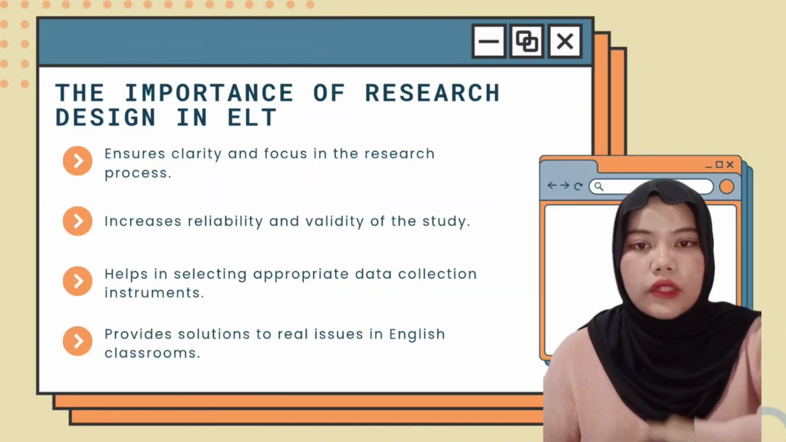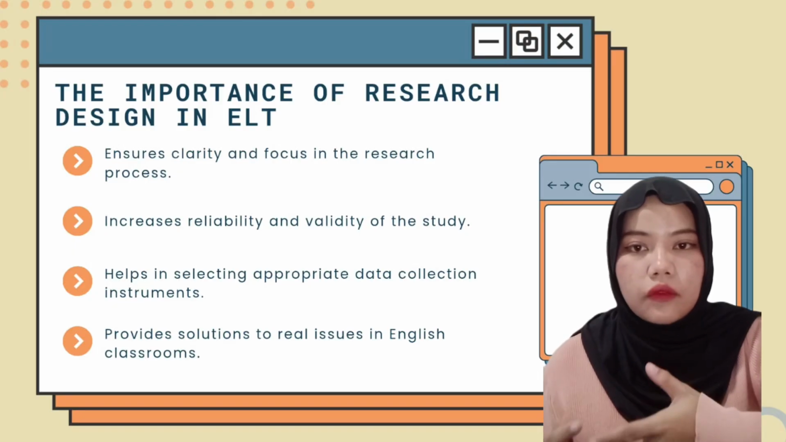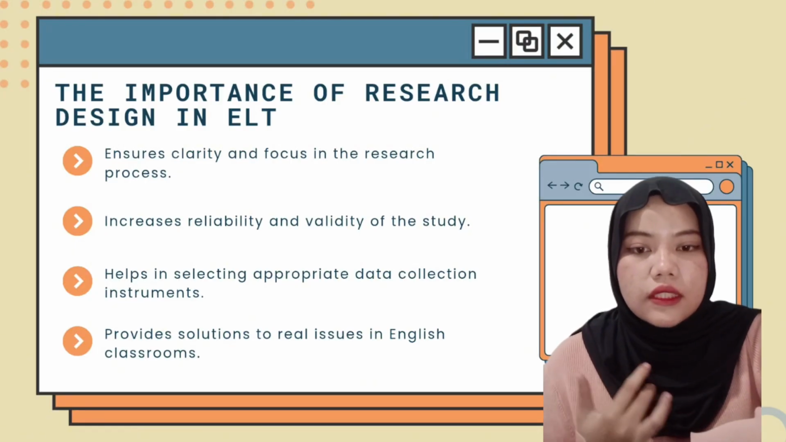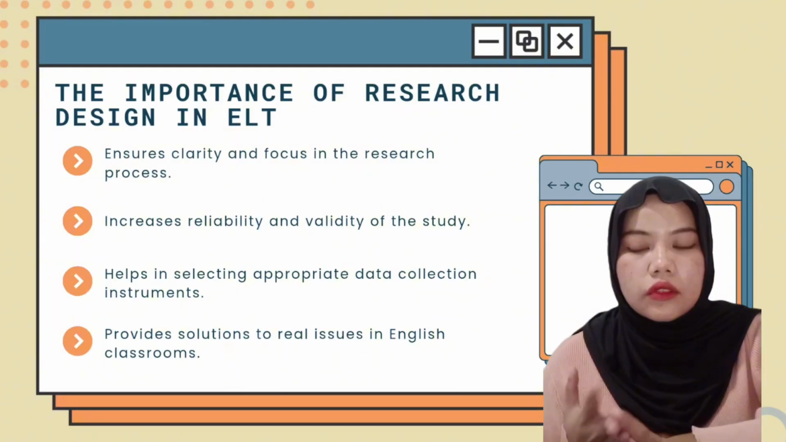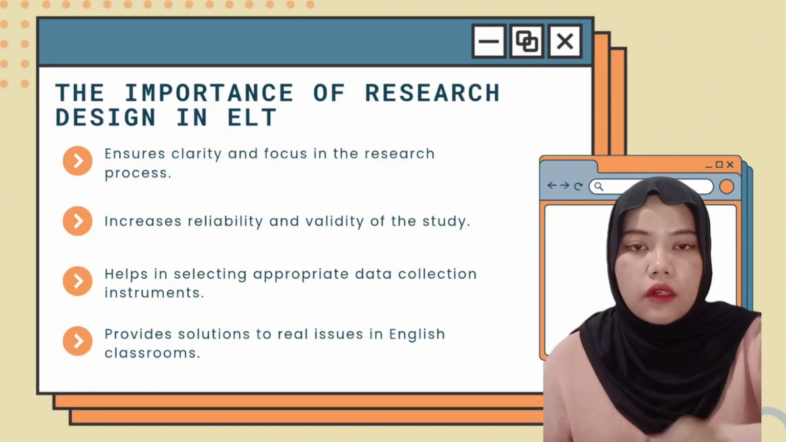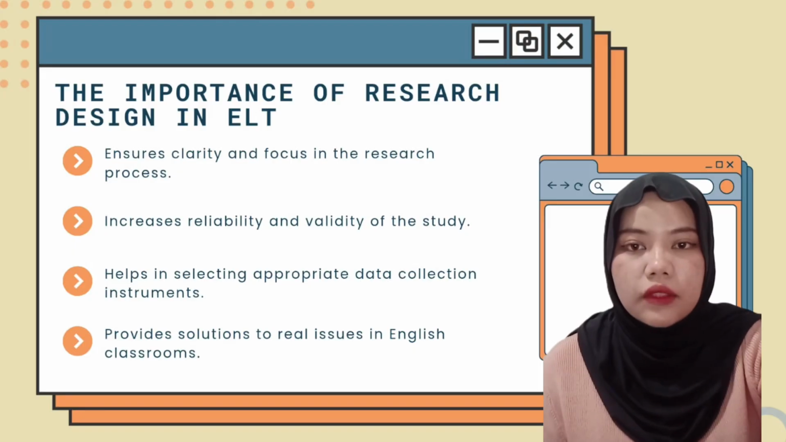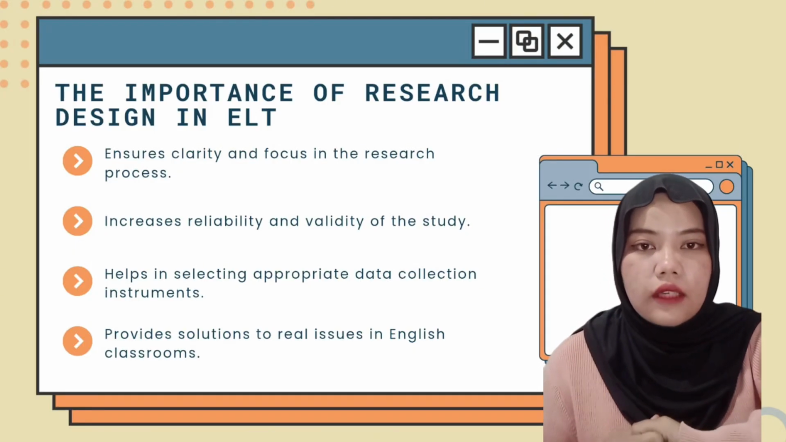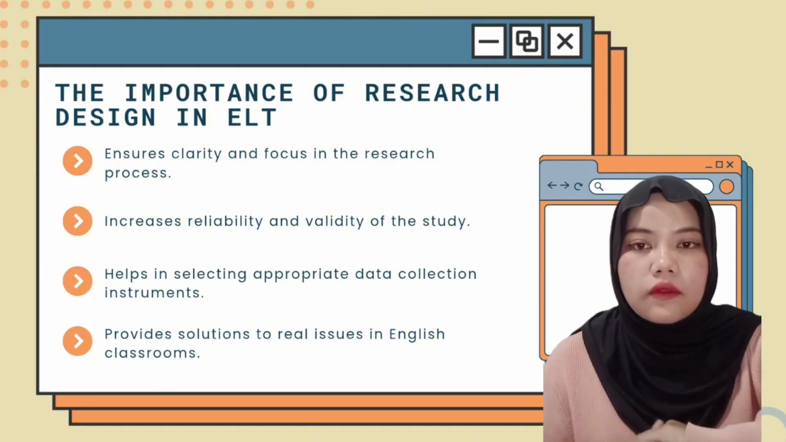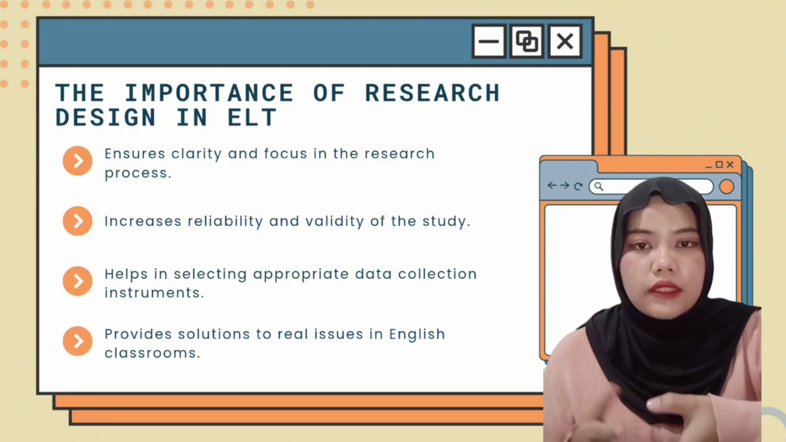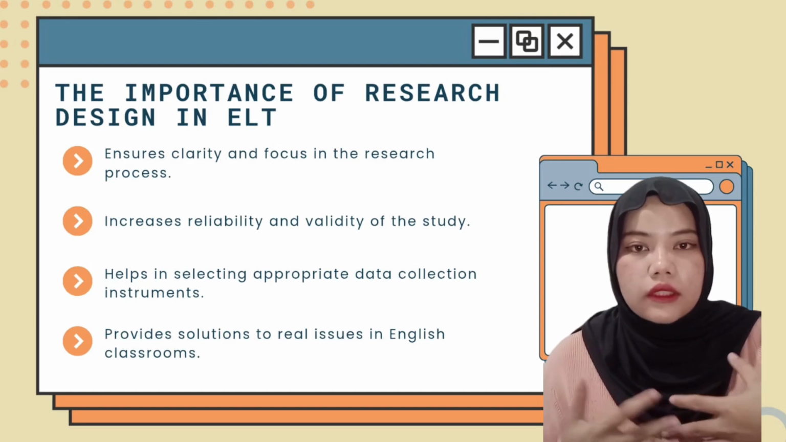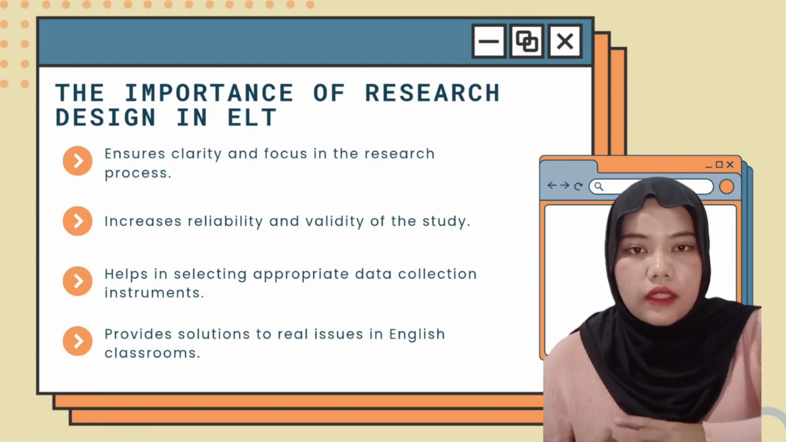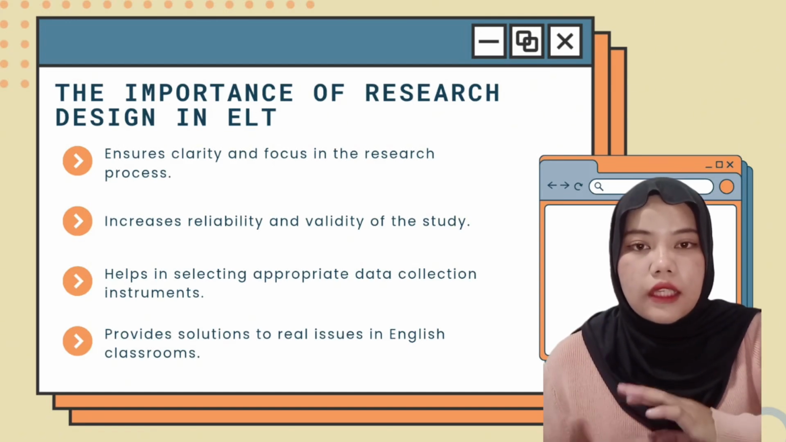Based on the research design types that we explained before, quantitative, qualitative, and mixed method, do you know what the importance of research design in English language teaching is? First is to ensure clarity and focus in the research process. For example, if the focus of the research is the effectiveness of a particular teaching method, then a quantitative design is appropriate because it can measure differences in learning outcomes.